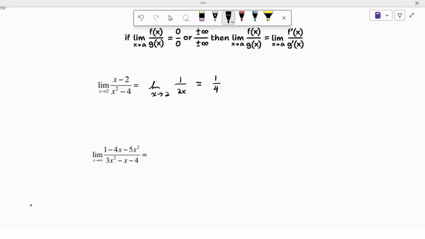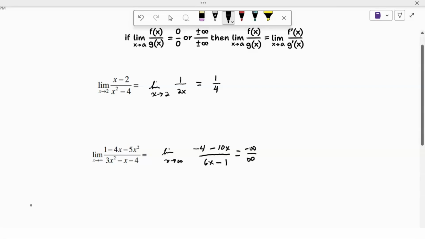Okay, same thing with the next problem. We're going to take the derivative with respect to x, top and bottom. Now we're not doing the quotient rule, we're doing the individual derivatives of the top and bottom. So the top would be negative 4 minus 10x, and the bottom would be 6x minus 1. Now, if we look at this here, if we plug in infinity, we're still going to get negative infinity over infinity.